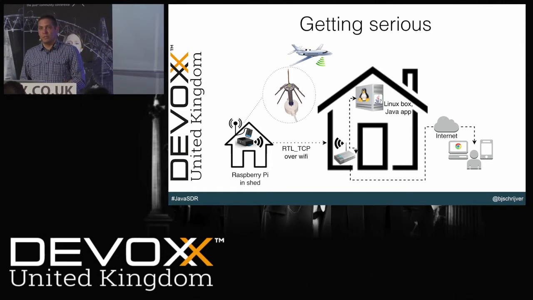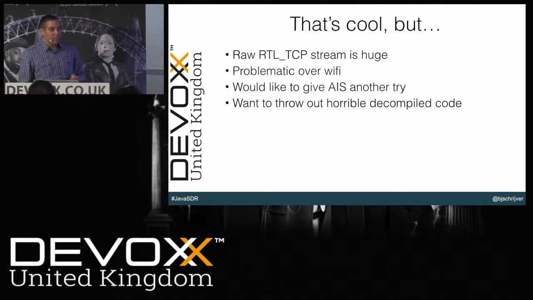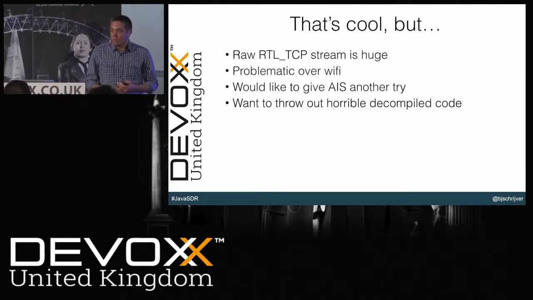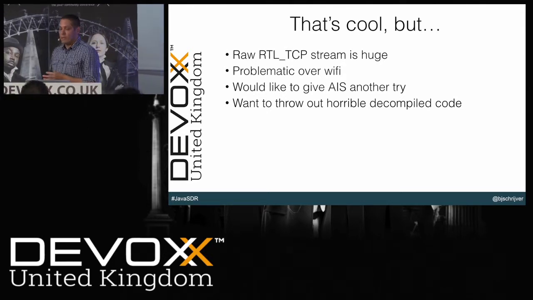So the Pi is opening an RTL TCP socket. Then there's my Linux box in the attic, connecting to my wireless network to the Pi in the shed, and then broadcasting it on the internet, so you can receive it from the outside. But it turns out that the raw RTL TCP data stream is pretty big in terms of bandwidth. So I started with just a regular no-brand Wi-Fi stick, and it couldn't keep up with the bandwidth. I had to buy a specific high-performance Wi-Fi stick that could cope with the 30 to 40 megabit signal that was going over the line. And that's problematic when you're using Wi-Fi.